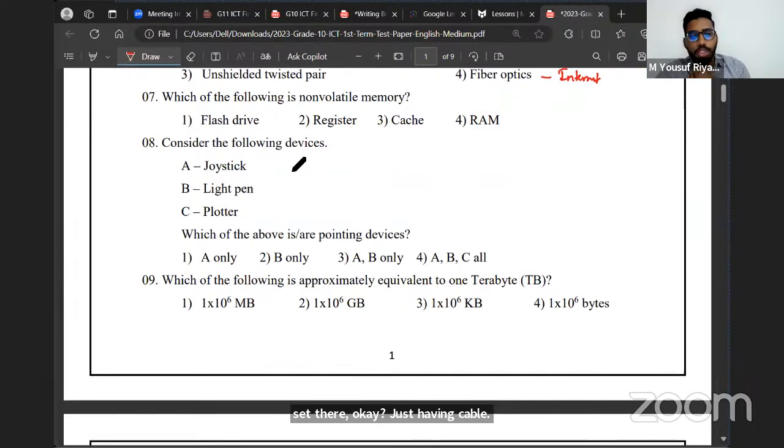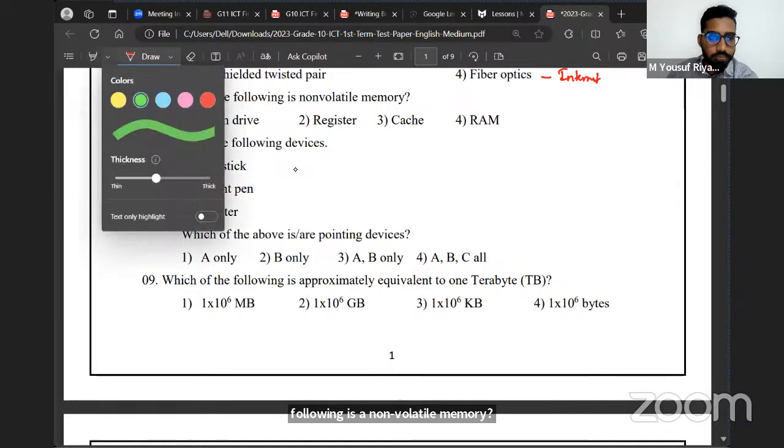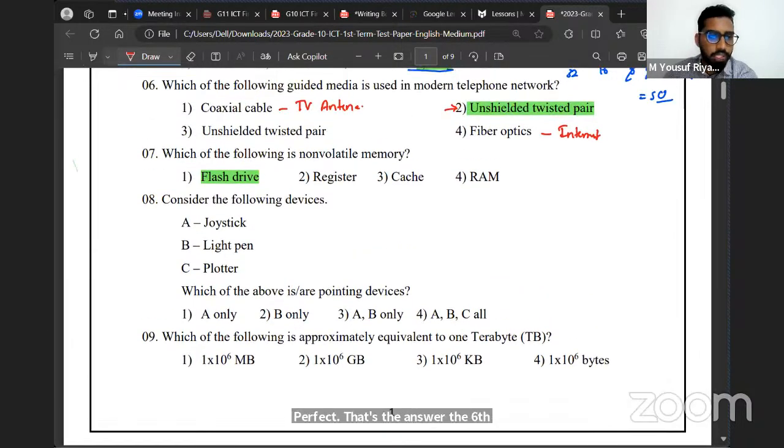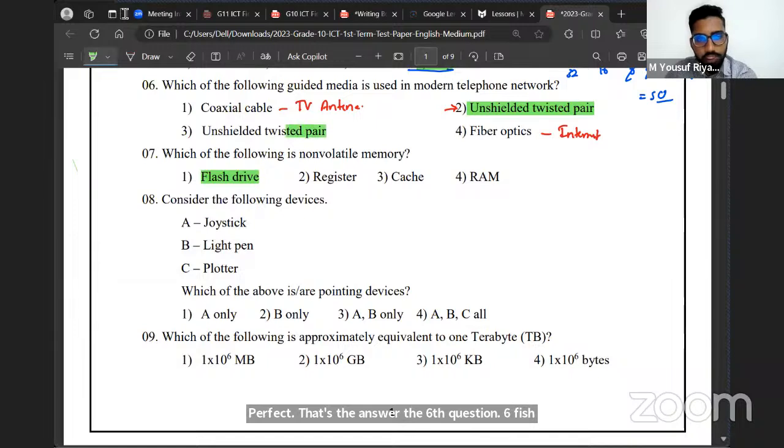Next. Which of the following is a non-volatile memory? Exactly. Register is volatile, cache is volatile, RAM is volatile. Non-volatile is flash drive. Perfect. What's the answer to the sixth question? You can mention 2, you can mention 4, 3, both are correct. It's the same thing.